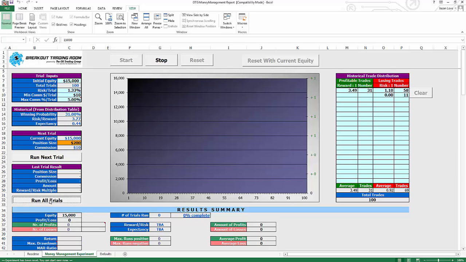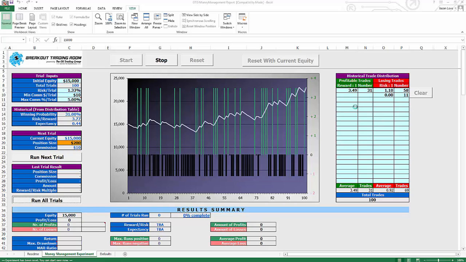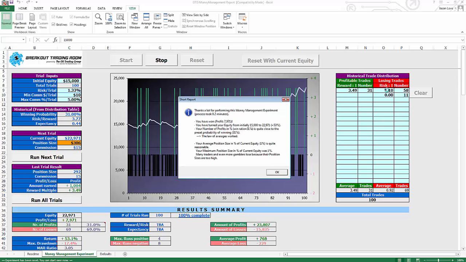I'm going to run all 100 trials. It's going to take about 15 seconds for this to run. And remember, this is being randomly distributed based on these percentages that I just plugged in from my real numbers, okay? Look at this. Over 100 trades, you won $7,971, and your win ratio was 31%, and your percent of probability winning, so it lined up.